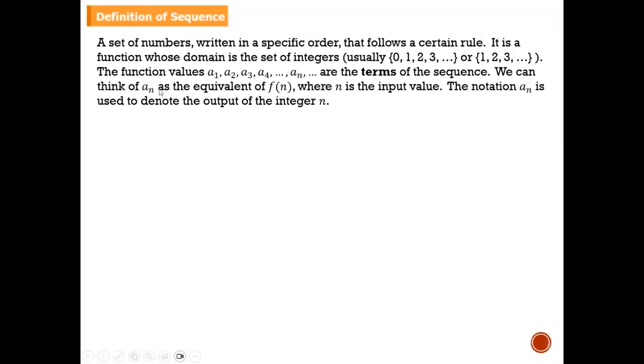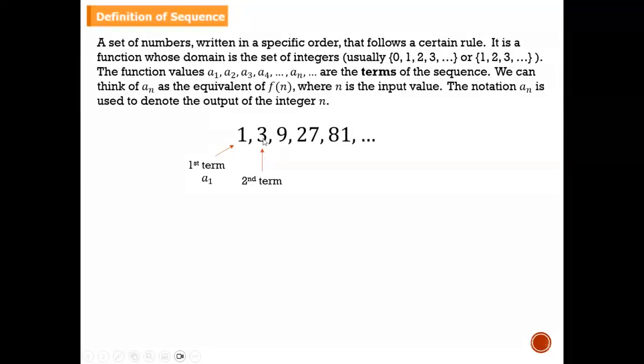The terms. So you can think of these A sub n's as the equivalent of a function like f of n. N is the input value. The notation A sub n would be used to denote the output of the n. Okay, so for example, I listed a sequence here. The first term is the 1 right here, and we call that A sub 1. So the input is the 1 for being the first term, and the output is the term of the sequence, which is also 1 in this case.